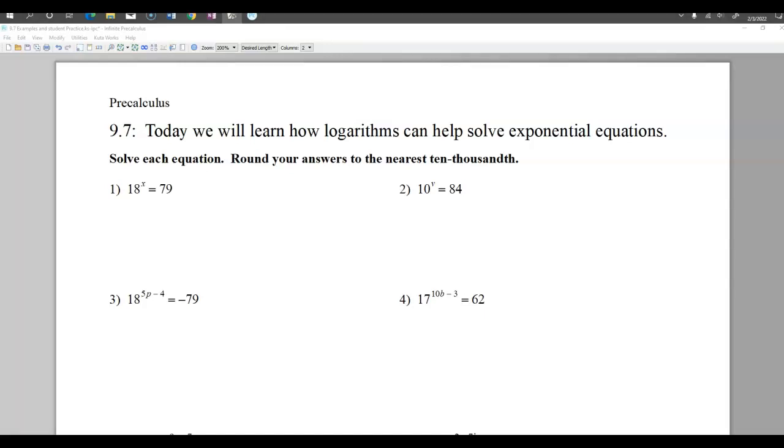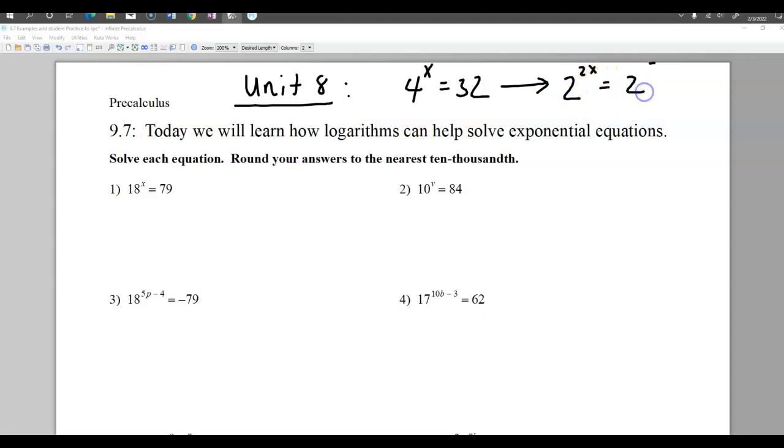We've already solved exponential equations back in Unit 8. You don't need to write this part, but back in Unit 8 we learned how to solve equations kind of like this. We had maybe 4 to the x power equals 32. And what we would do is we would change the bases so they matched. And then we would drop the bases out and solve what's left.